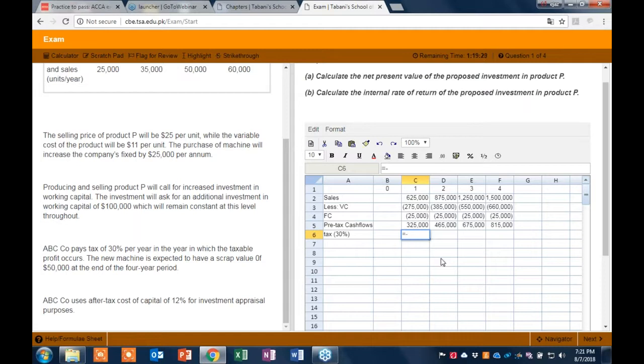So minus 30% into, link the cell with the above value. So we'll just take 30% with the minus sign of the above value, and when we enter, we'll get 30% of the 325,000 as our tax liability. Now, all we have to do is copy this and select all these three cells and press Control V, and we'll be getting tax liabilities for every year.